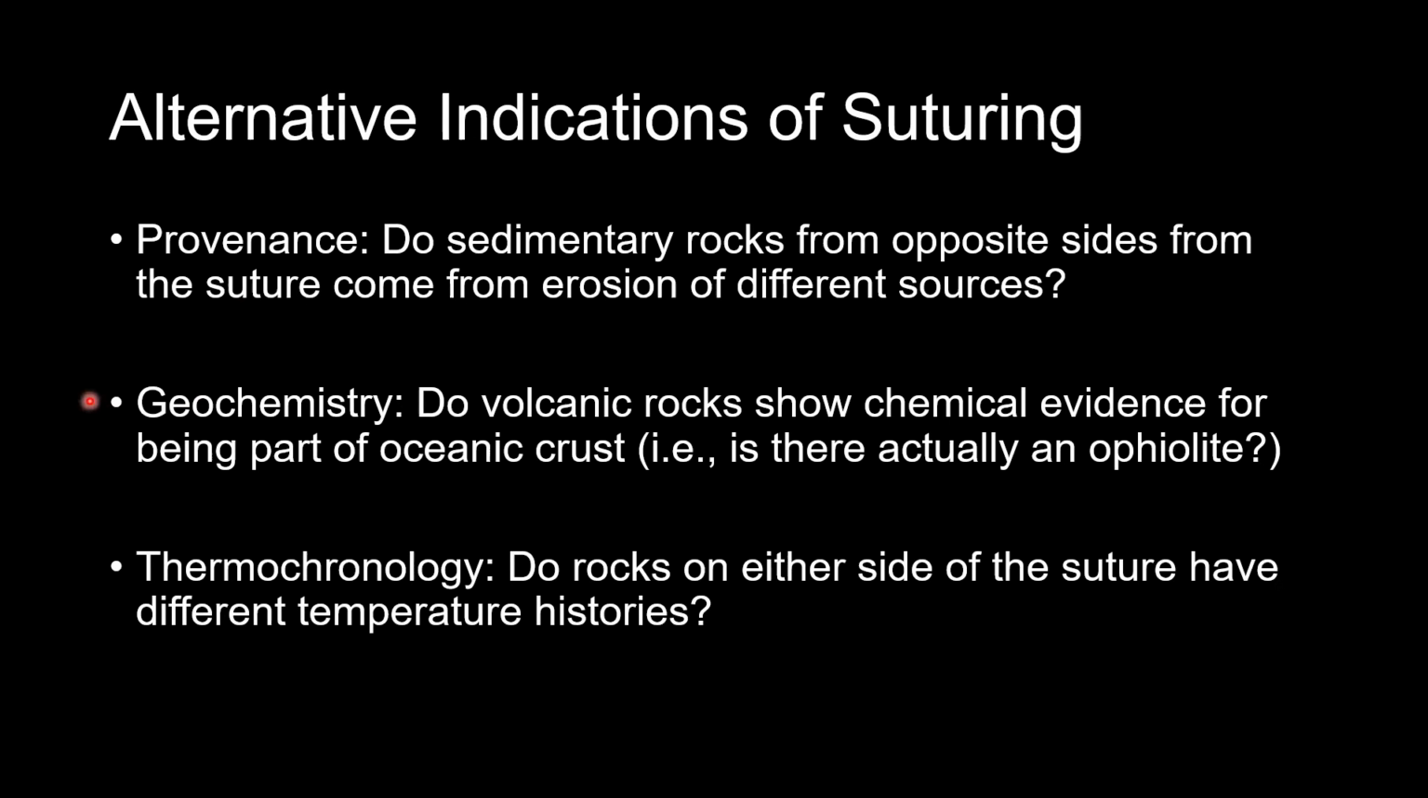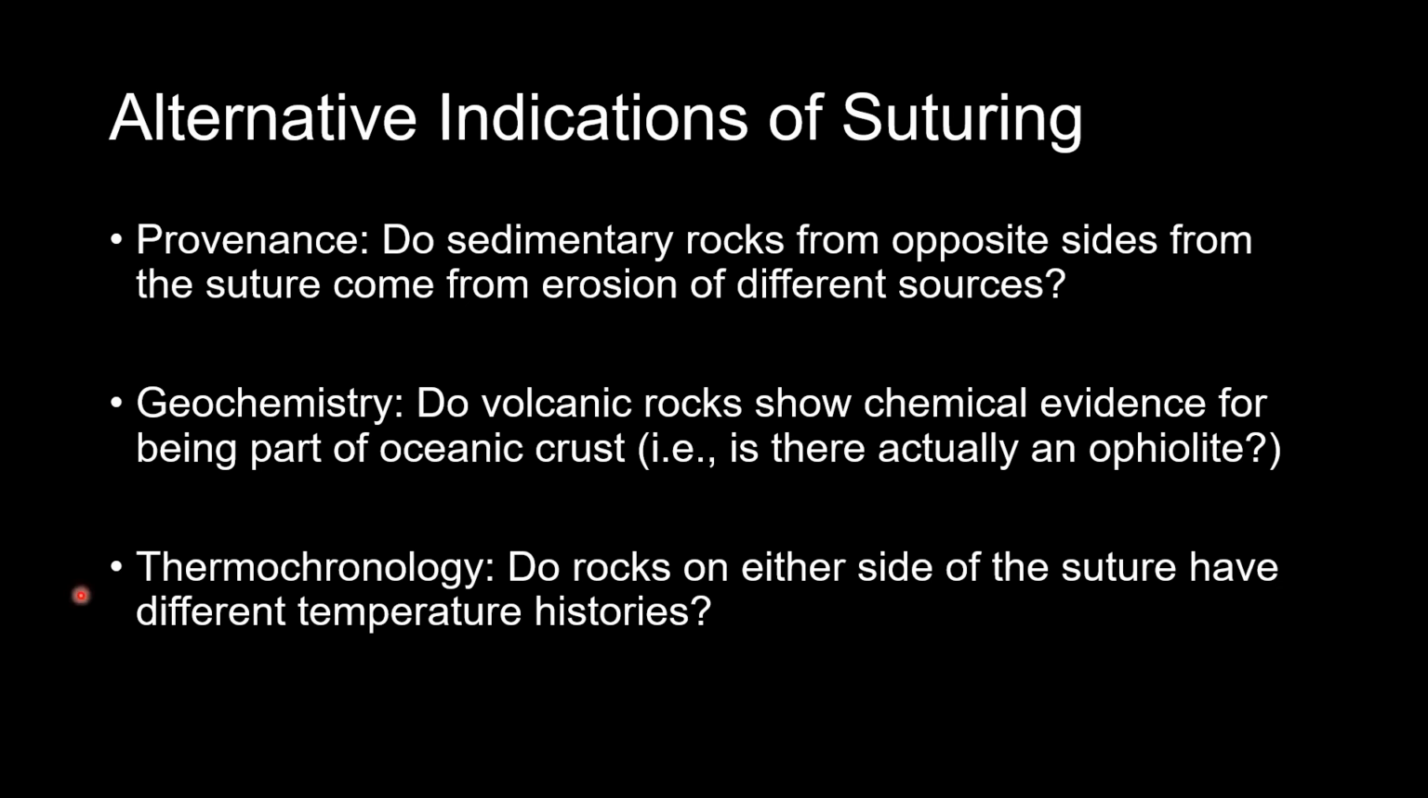Another thing is to look at the chemistry of volcanic rocks, of igneous rocks in the Caucasus. Basically, do volcanic rocks have chemical evidence, when we look at them in detail, that suggests they are part of oceanic crust? So really, this is another way of saying, is there actually an ophiolite, and we're just missing some of the key parts of it, but we can figure out that it's there using chemical techniques.